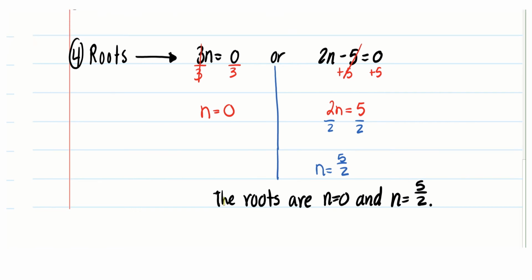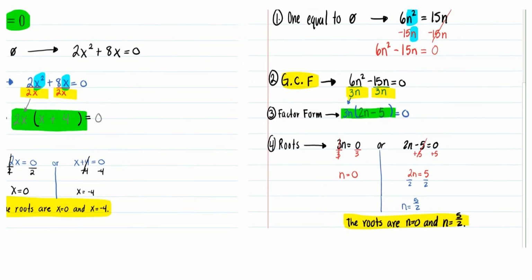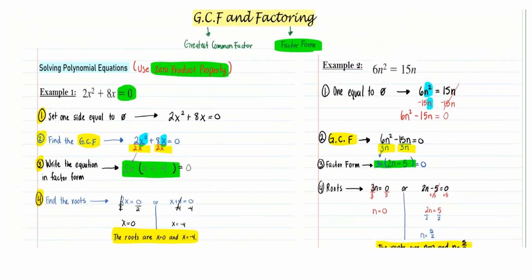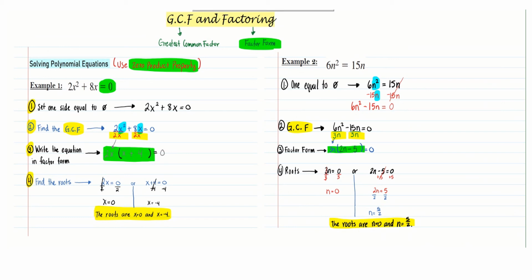So you saw now an example where you didn't have to set one of the sides equal to 0 because it was already given, and you had another example where you had to make one of the sides 0 by doing the opposite. And that's how you are going to be using the G.C.F to factor and to find your roots.